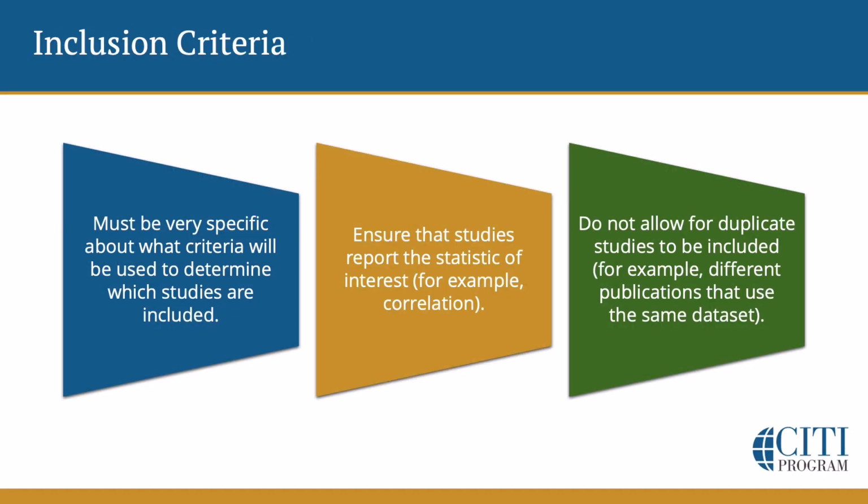So with regard to the inclusion criteria for meta-analysis, it's very important that the inclusion criteria be very specific in determining which studies are going to be included. It's also very important that one ensures that the studies that are included report the statistic of interest. So for example, if one is conducting a meta-analysis of correlations, you want to ensure that correlation values are reported in all of the reported studies.